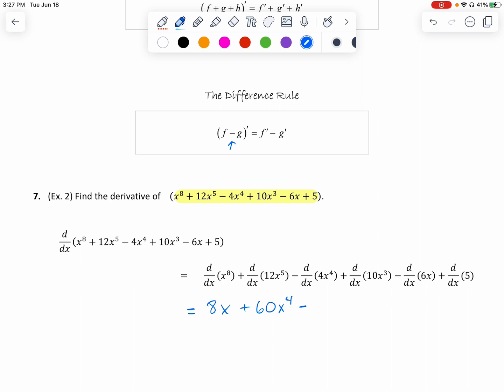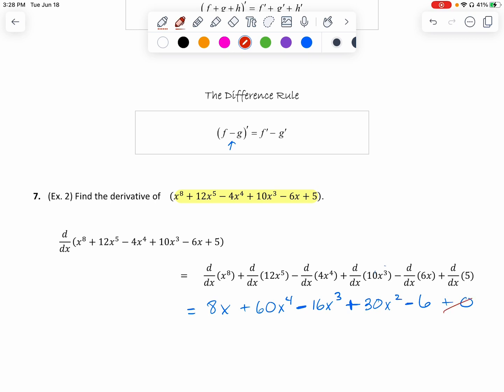And then I have, again, a constant rule combined with my power rule. So I take the 4 down and multiply it by the constant in front. So I get 16 times x cubed. Be consistent with your signs. That was a minus, so this one's a plus. And I have 10x cubed, so I'm going to bring that 3 down, multiply it by the constant. And then 6x, that is just 6. And then a constant is 0. And that one we don't really even need to write.